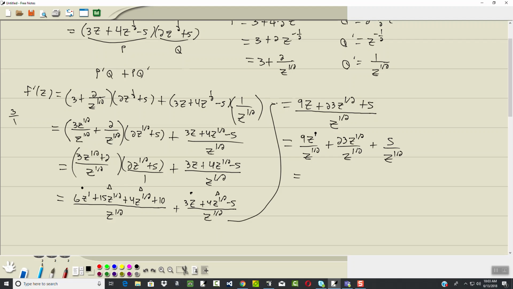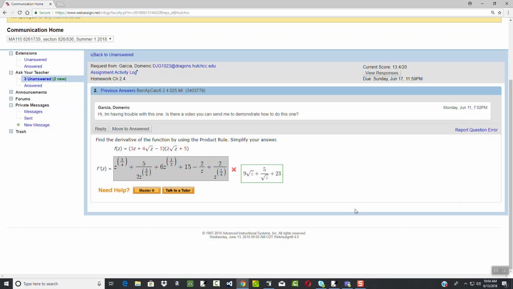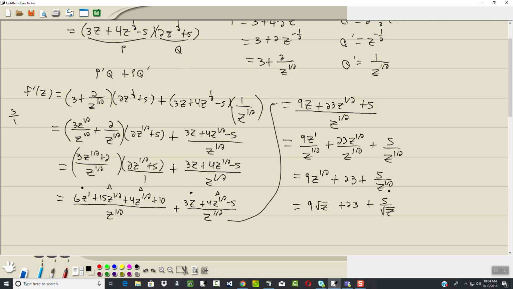Now z is the same as z to the first. So we got z to a power over z to a power, so you subtract the smaller exponent from the larger one. 1 minus 1/2 is 1/2. So this becomes 9z to the 1/2. Here the z to the 1/2s cancel and I got 23. And do they leave that down in the denominator? Yes they do. 5 over z to the 1/2. Last thing we'll do is change those z to the 1/2s to square roots. So this is 9 square root of z plus 23 plus 5 over square root of z. And that's where they get their answer. They reverse these. I won't finish that step though.